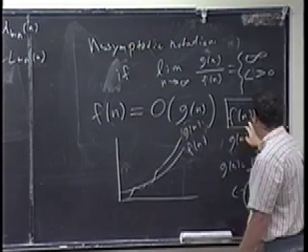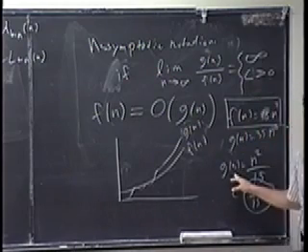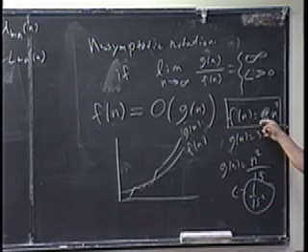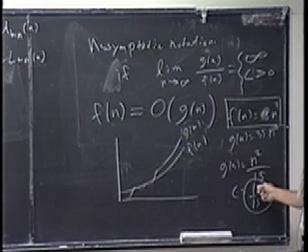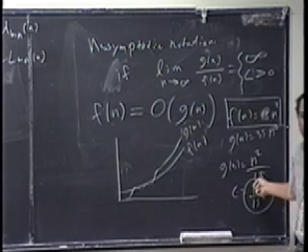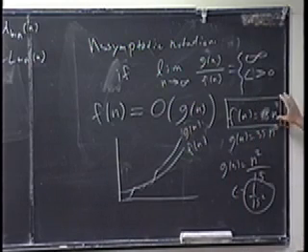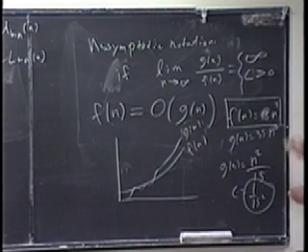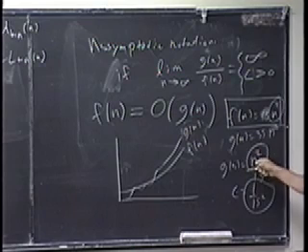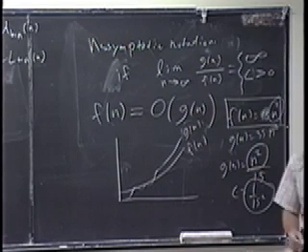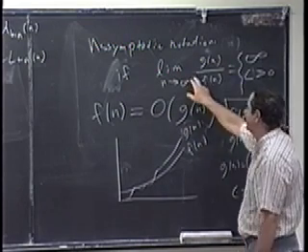Nonetheless, we say that f is big O of g, because these constants, the 15 here and the 1 over 15 here, are small change. This is a constant which is just modifying the overall dominant behavior. The overall dominant behavior is in the quadratic term. So you go back to this definition.